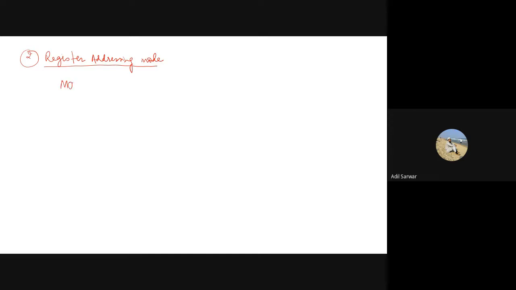So MOV A, R0, or say MOV R0, A. These are some of the examples of register addressing mode. So what does it mean? Basically it means that the content of R0 is being copied to A.